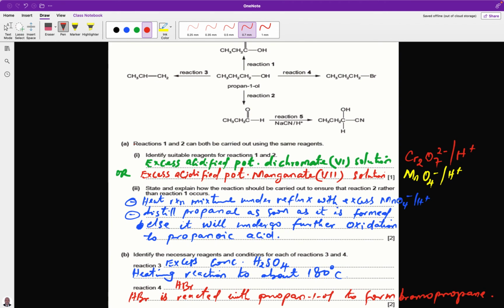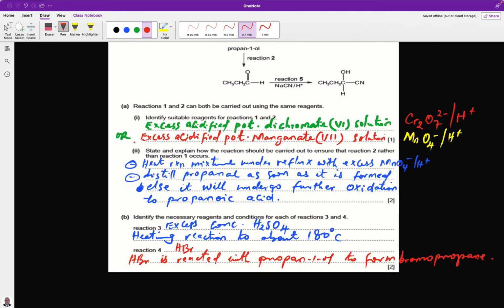Once more, the suitable oxidizing agent: we were talking of excess acidified potassium dichromate(VI) or excess acidified potassium manganate(VII) solution. You must heat the reaction mixture under reflux with excess of this oxidizing agent. To obtain the aldehyde, you have to distill the aldehyde as soon as it is formed, without which it will undergo further oxidation to propanoic acid.